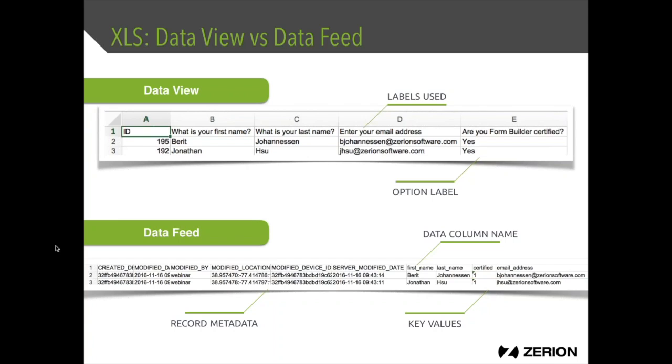Secondly, for your option list, instead of seeing the label, you're now going to have the key value. So instead of saying yes or no, you're going to see that 1 or that 0 in the data feed. And finally, on the left of the data feed screenshot, you have a whole bunch of other fields. What these fields are is the metadata that is collected within iForm Builder.